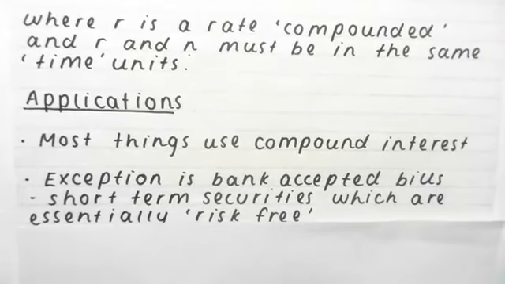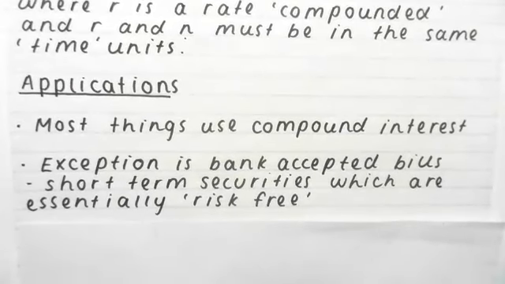However, there's one main exception to this, and that's with bank accepted bills. Now, bank accepted bills are short-term securities, basically risk-free securities, and you'll look at them in the risk topic, but they're very short-term securities and interest isn't paid on these securities. And so the bills are basically discounted to present time to reflect the time value of money without having to pay any interest. And how they're discounted is using simple interest because it's so short term.